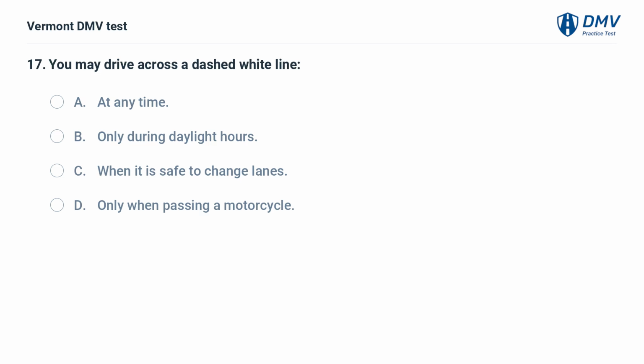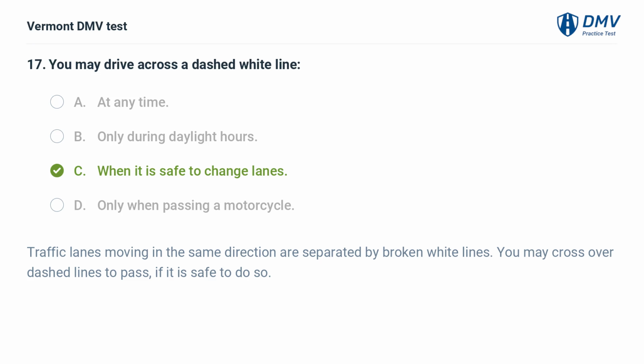You may drive across a dashed white line. A. At any time. B. Only during daylight hours. C. When it is safe to change lanes. D. Only when passing a motorcycle. C. When it is safe to change lanes.